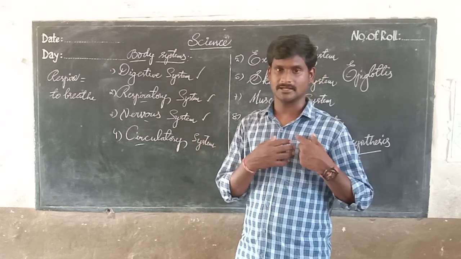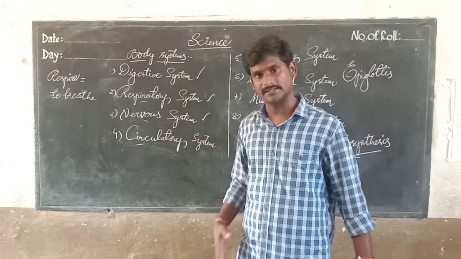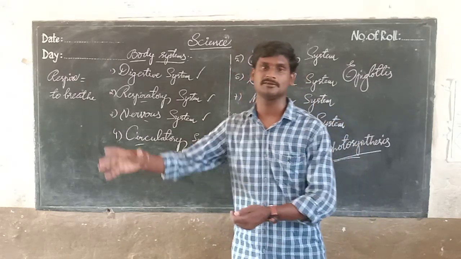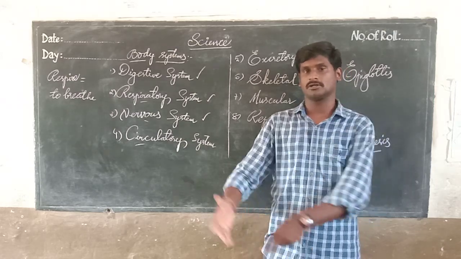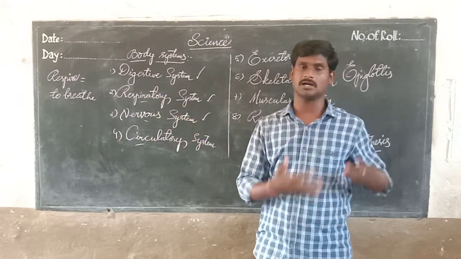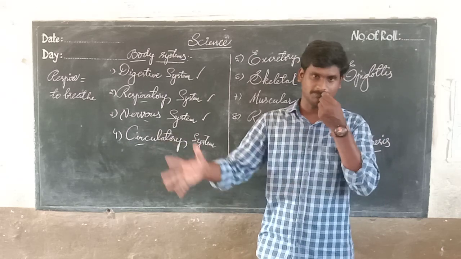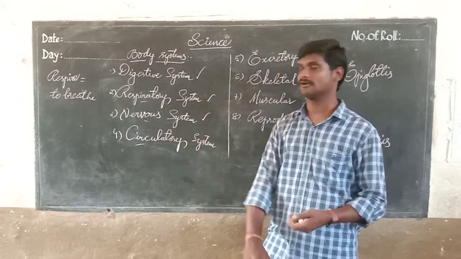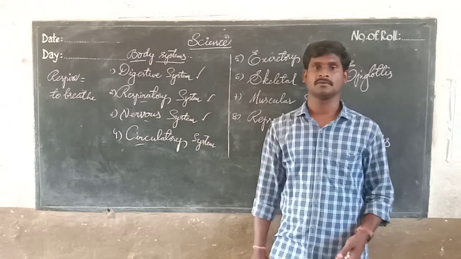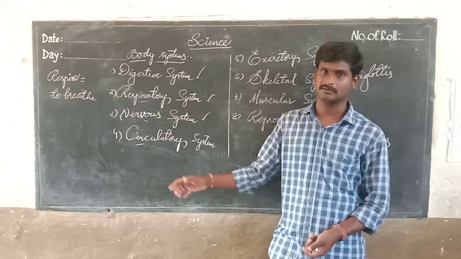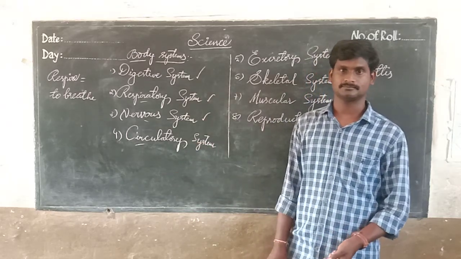The heart is connected to the blood pipes, and the blood pipes are connected throughout the body. The blood is passed throughout the body and brought back to the heart again, and again pumped throughout all body parts. This transport work is done by the circulatory system. The main parts are the heart and the blood vessels. That is what is called the circulatory system.